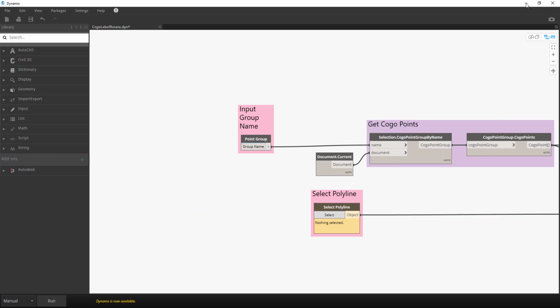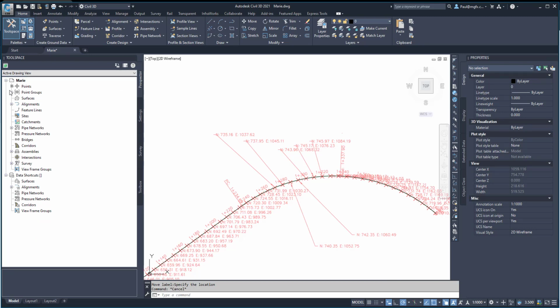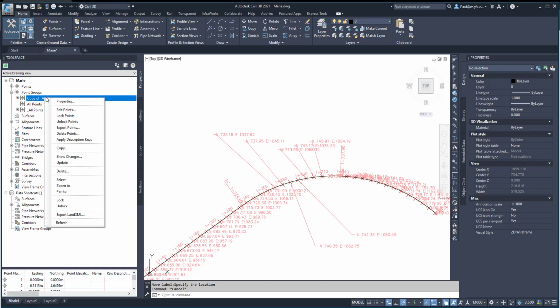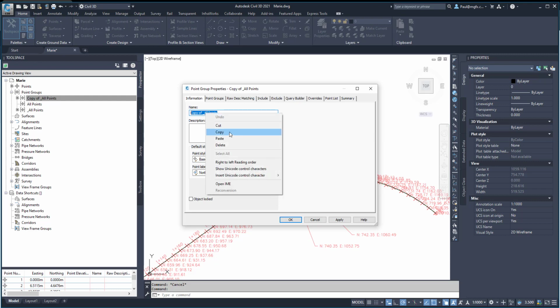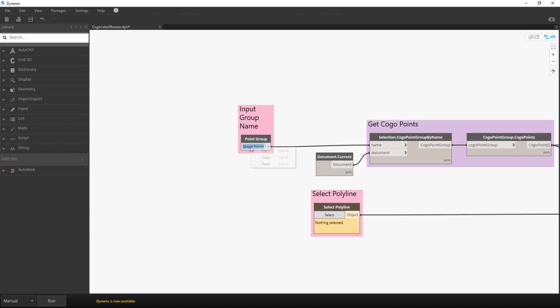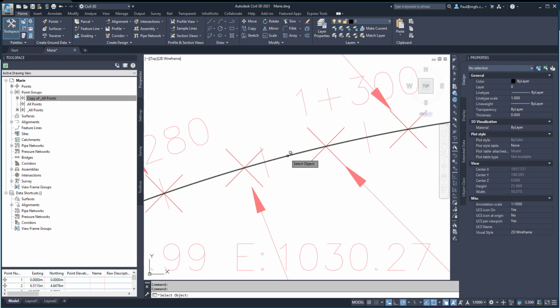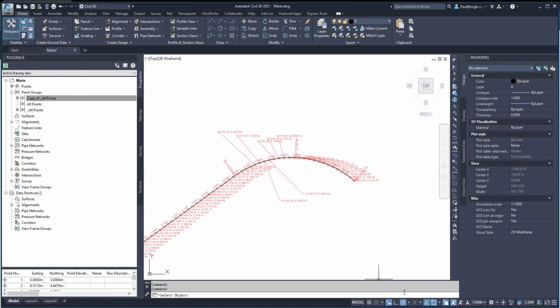So if we want to run the script, we need the point group name. Let's grab that quickly. I just used a copy of all points. We need that name to input as the group name, and then we also need to select the polyline, which will be this polyline over there. And then we run the script.